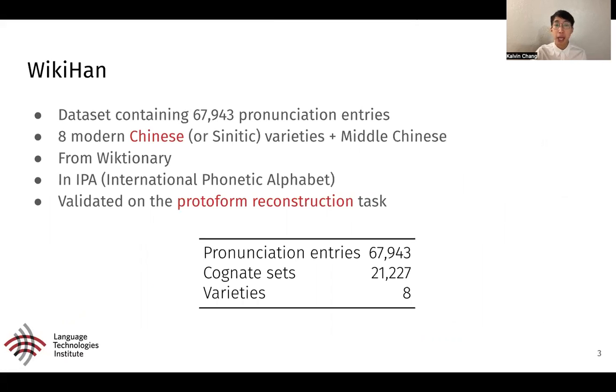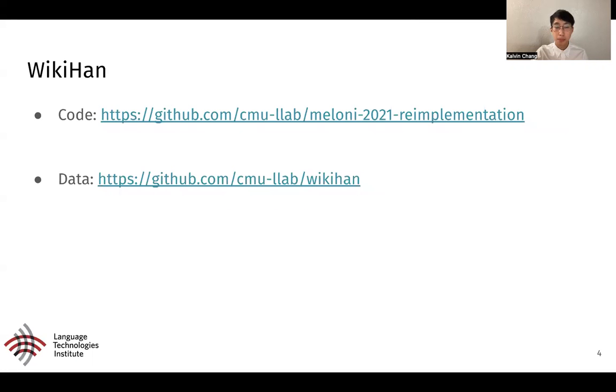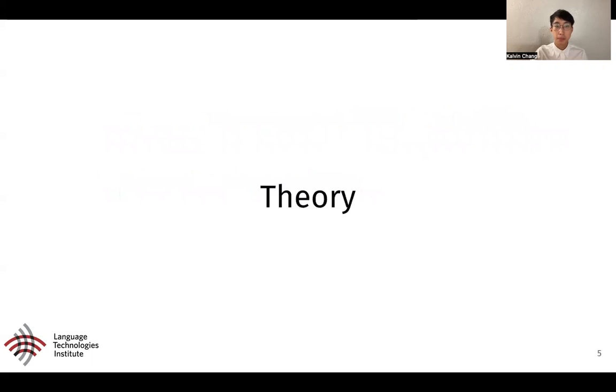WikiHan is a dataset containing 67,000 plus pronunciation entries across 8 modern Chinese varieties and Middle Chinese. The data originally comes from Wiktionary in romanized form, which we converted into IPA. We then validated our dataset on the protoform reconstruction task. Both our code and our data are publicly available.